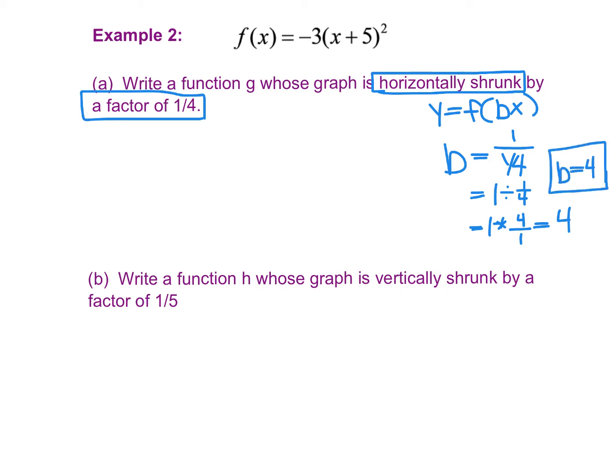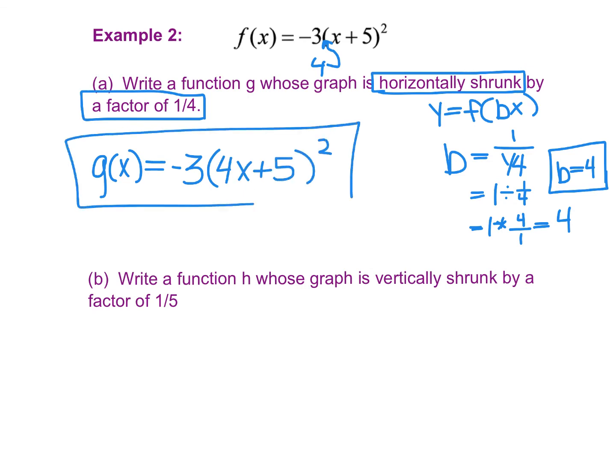So we're going to multiply our input value, or our x value, by 4. So here we have g of x is equal to, remember we're putting the 4 right here in front of the x, so we have -3 parentheses 4x plus 5 quantity squared. And there we can see we've now incorporated a horizontal shrink of 1/4.